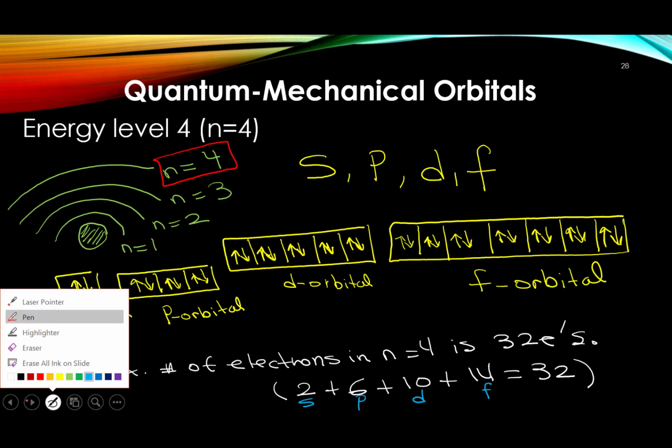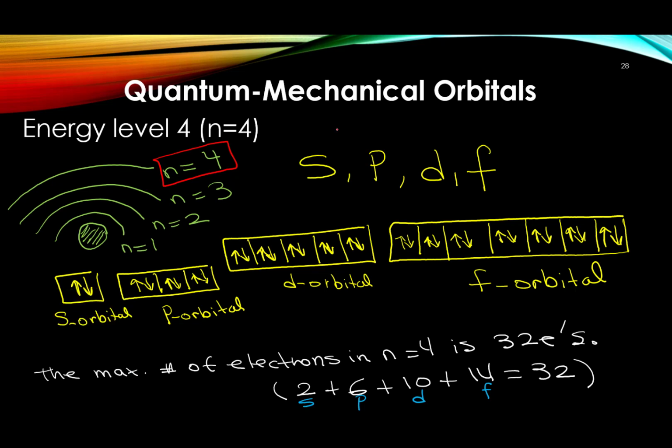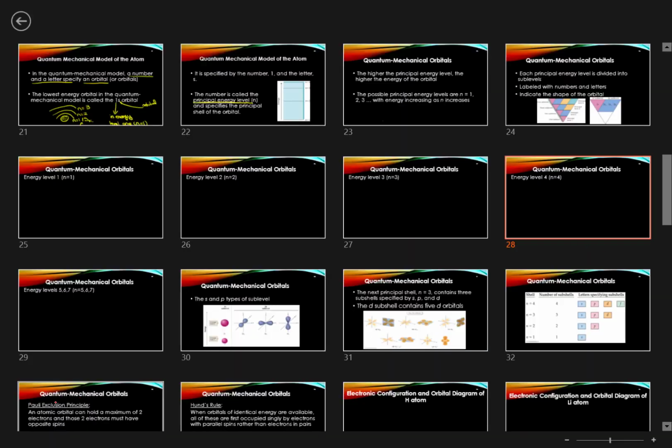Then if I want to write it in energy level 4, we have 4s2, 4p6, 4d10, and 4f14. Okay? And these 4s, as you could see, represent the energy level, and those superscript 2, 6, 10, and 14 are the maximum number of electrons we could have. All right. Sorry about that.